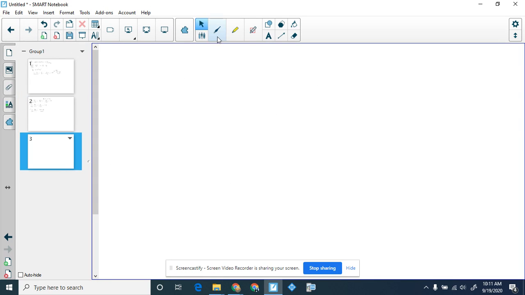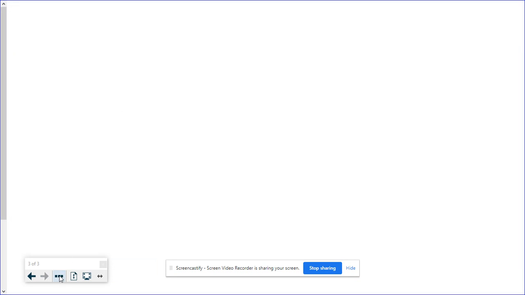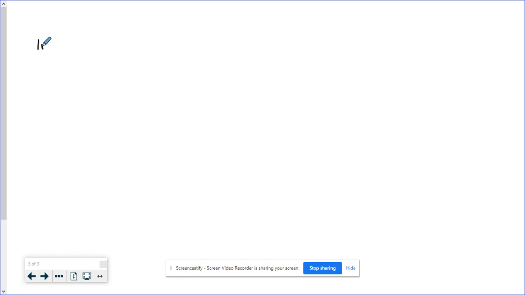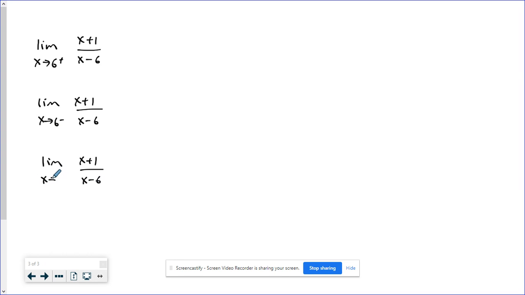All right, so let's keep going. Let's rock and roll. Let's do another problem. Let's do the limit of x plus 1 over x minus 6 as x goes to 6 from the right. Then we'll do the limit of x plus 1 over x minus 6 as x goes to 6 from the left. And then we'll do the limit of x plus 1 over x minus 6 as x goes to 6 from both sides. You should do these right now. Pause the video, stop it right here, do these 3 problems, see what you get.